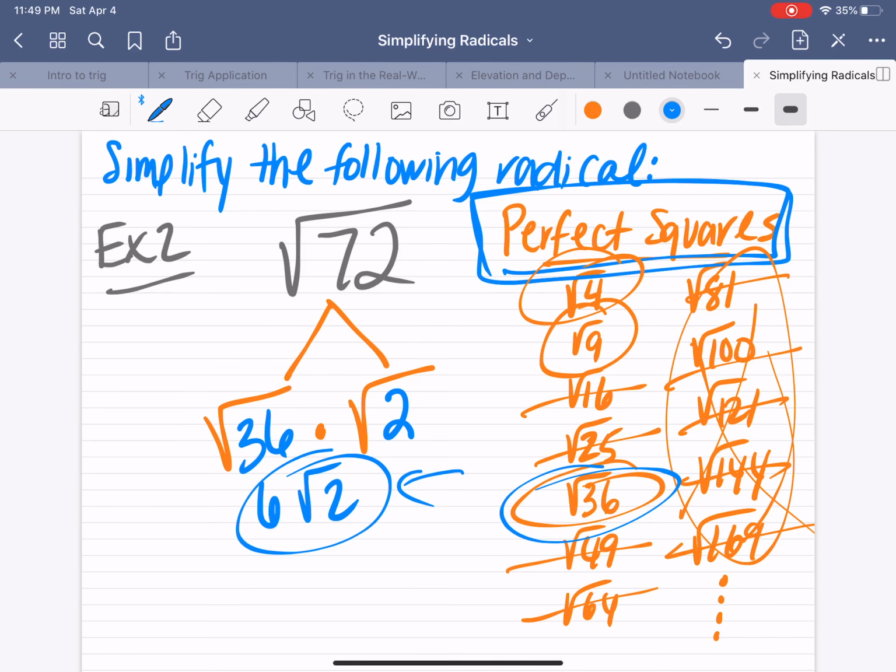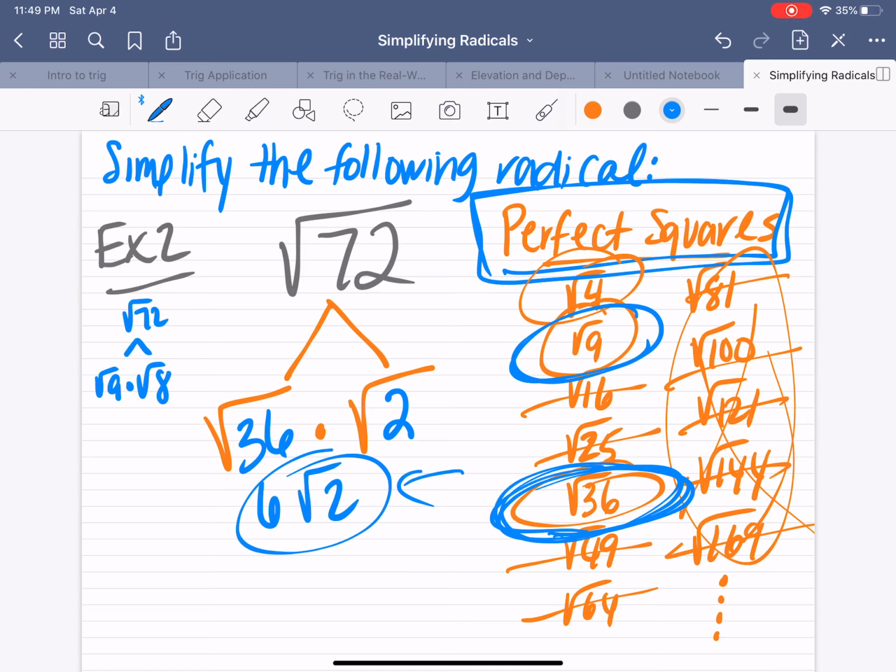Now, let me go back and tell you why I told you to pick the biggest square root. So let me do the work right here really small. So the square root of 72. Let's say you chose 9. So the square root of 72 can be simplified as square root of 9 times square root of 8. And of course, we can do that because 9 times 8 is 72.